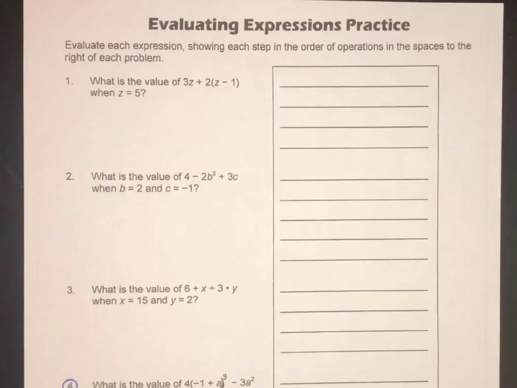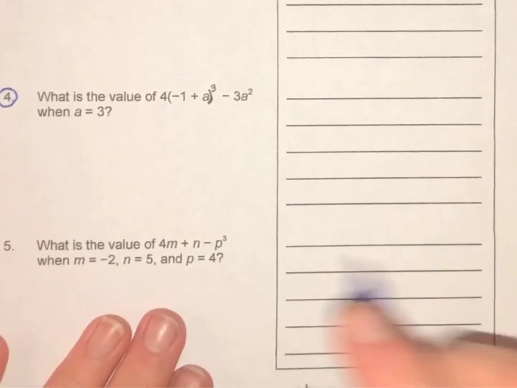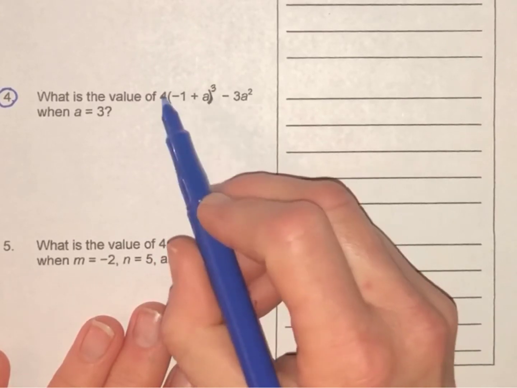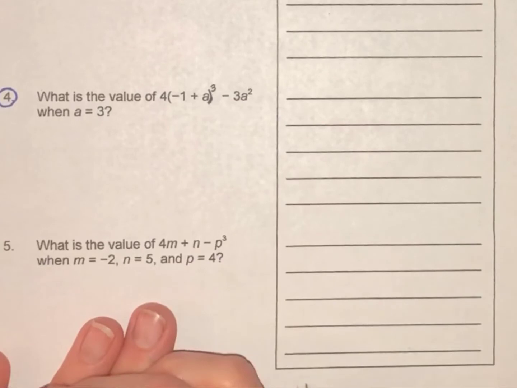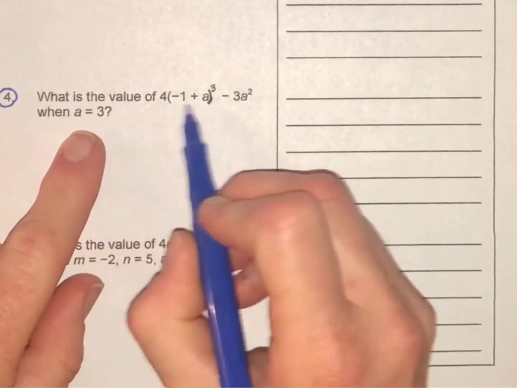Now let's go on to page 11. You are solving expressions using order of operations and substitution. Let's go down to number 4, and we'll do a little bit of number 5 together. Not all of it, but I'll get you started. Number 4, what is the value of 4 times (-1 plus a) to the third, minus 3a squared, when a is 3? Let me go ahead and rewrite this and substitute 3 for a.